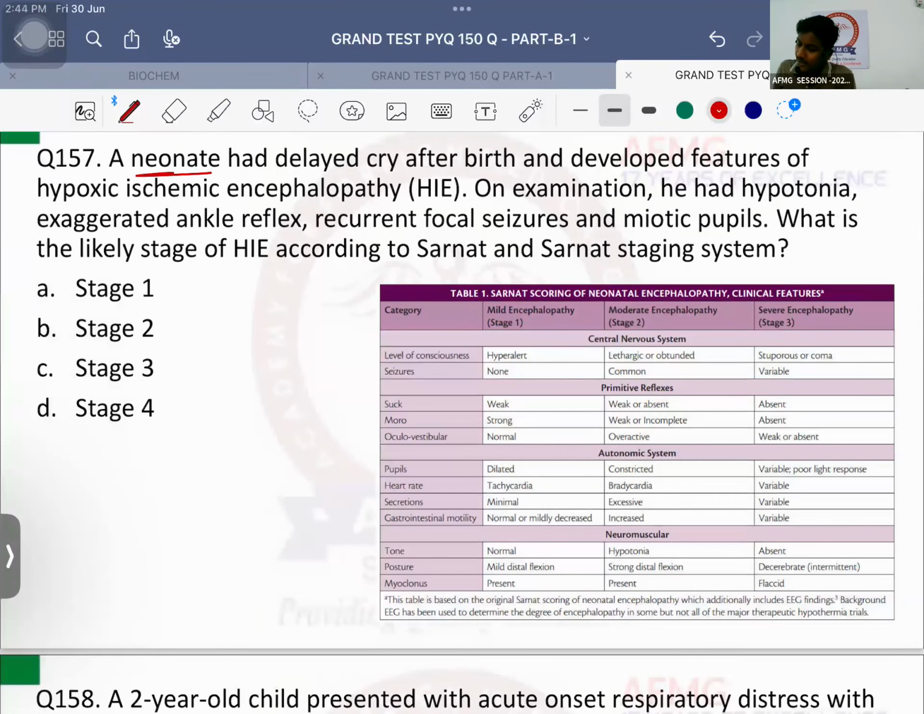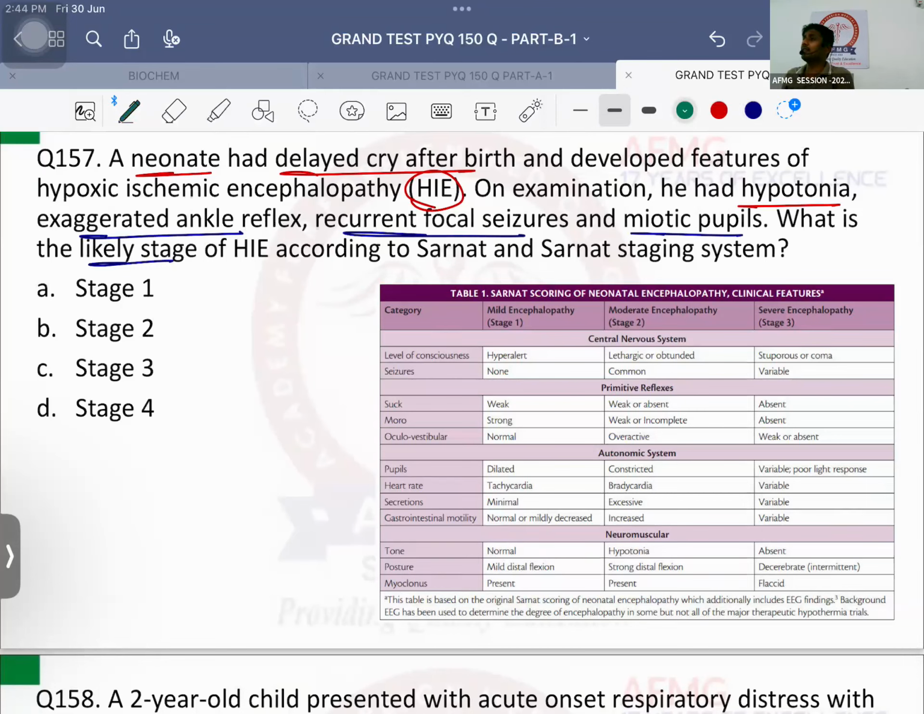Question number 157. A neonate had delayed cry after birth and developed features of hypoxic ischemic encephalopathy, that is HIE. On examination, he had hypotonia, that is decreased muscle tone. There are exaggerated ankle reflexes, recurrent focal seizures, and myotic pupils. Myotic means constricted pupils in the child. What is the likely stage of HIE according to Sarnat and Sarnat staging system?